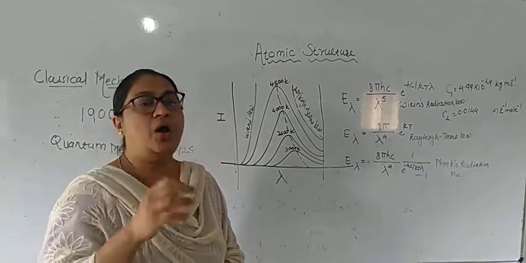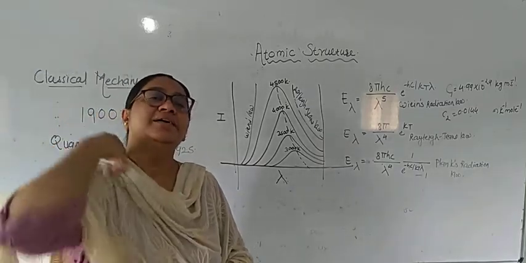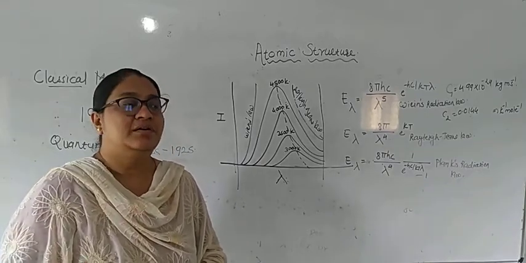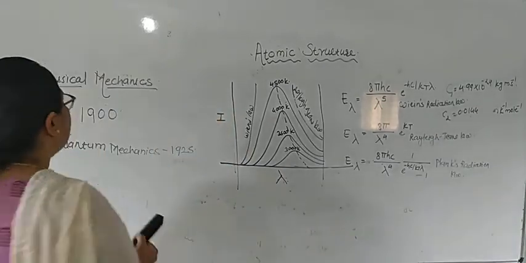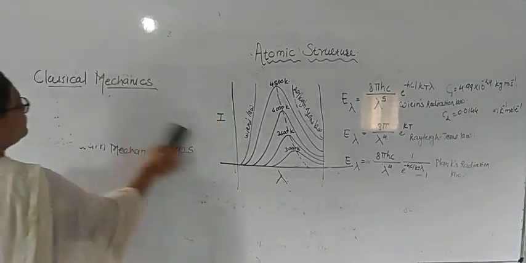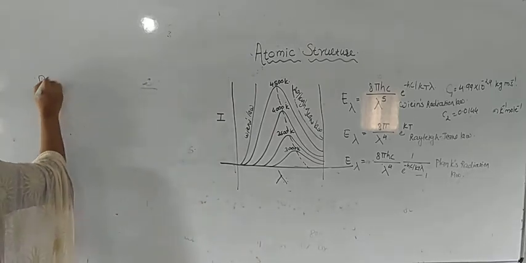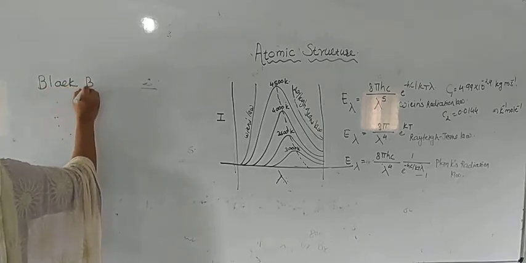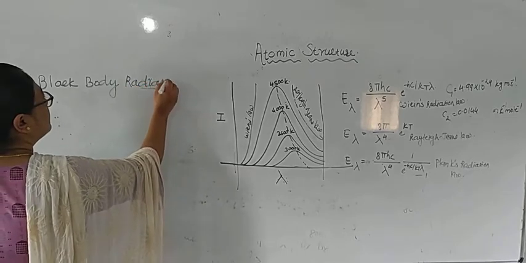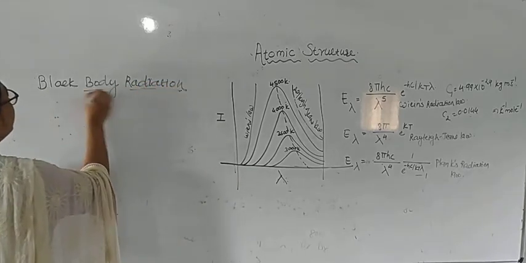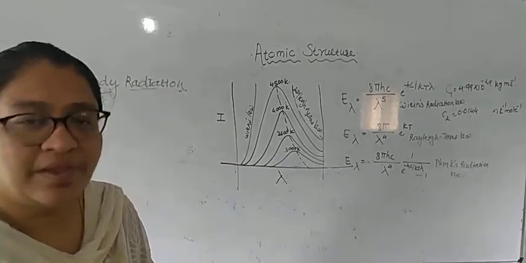Alright, so let's see the first phenomenon that started the development of the quantum mechanics. The first phenomenon that we are going to see is black body radiation. This is the first phenomenon, the black body radiation. Now, let's first see what is a black body.